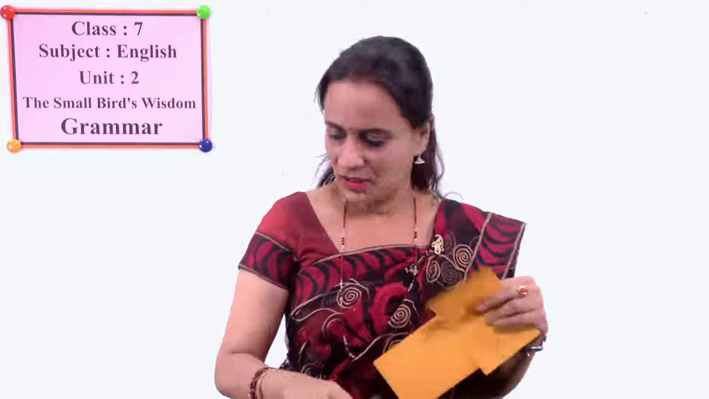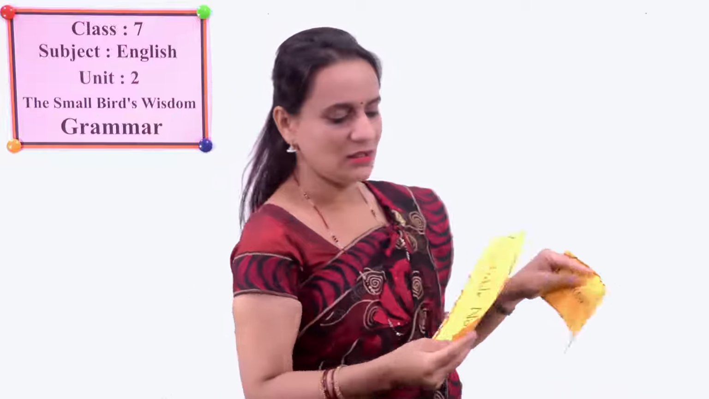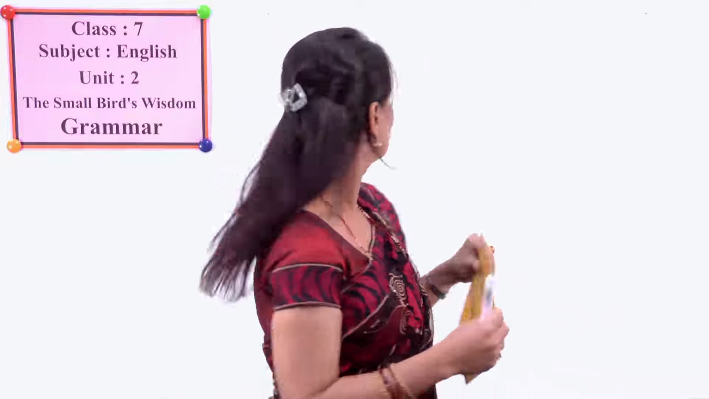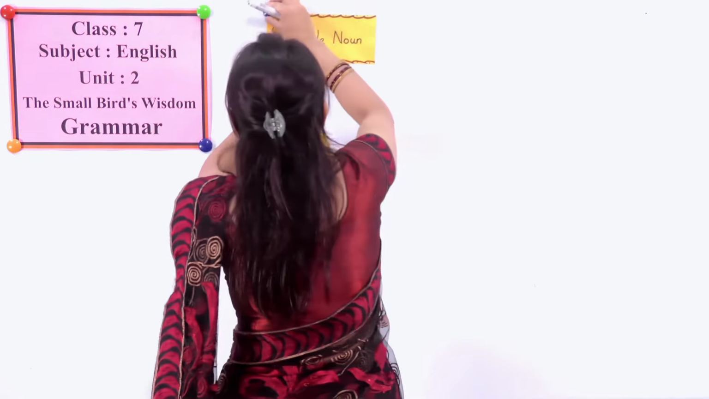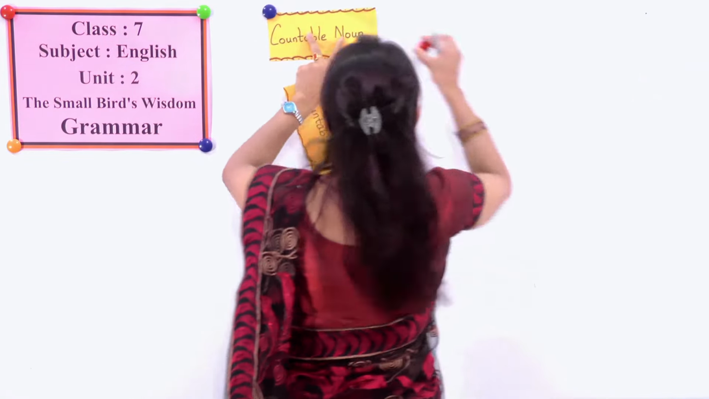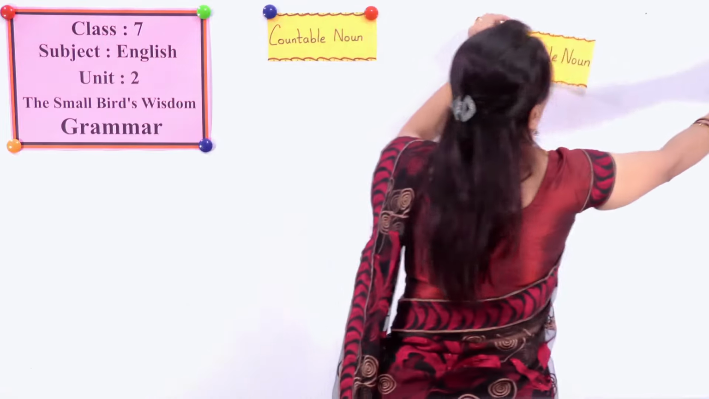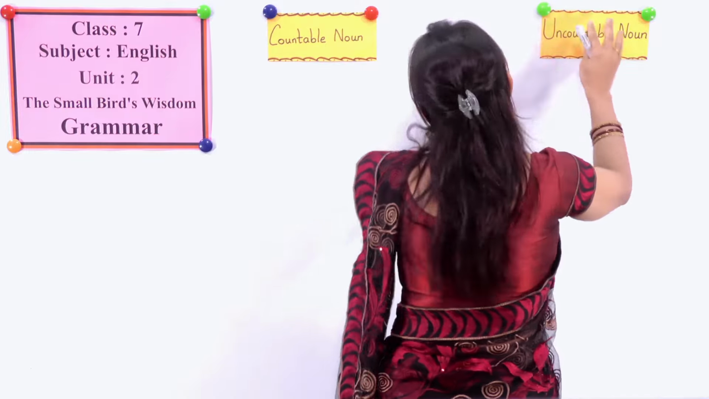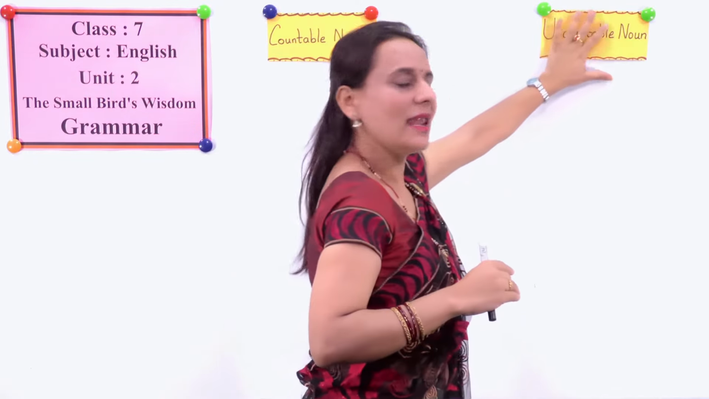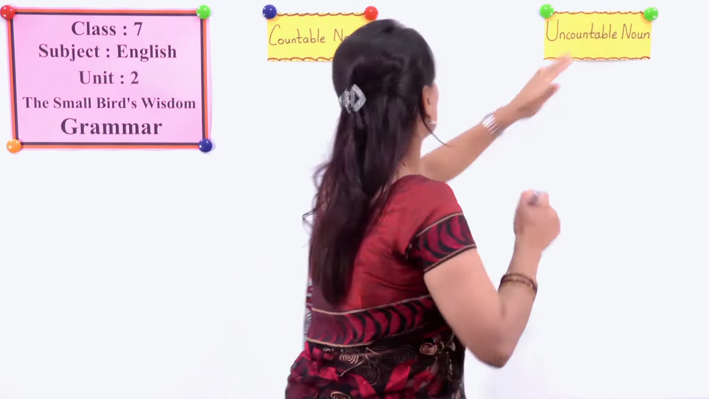I'll show you something here. Now see what we did. I'll keep countable noun here, which we did just earlier, and I'll keep uncountable noun here. What is the difference then? You will tell and I'll write it.